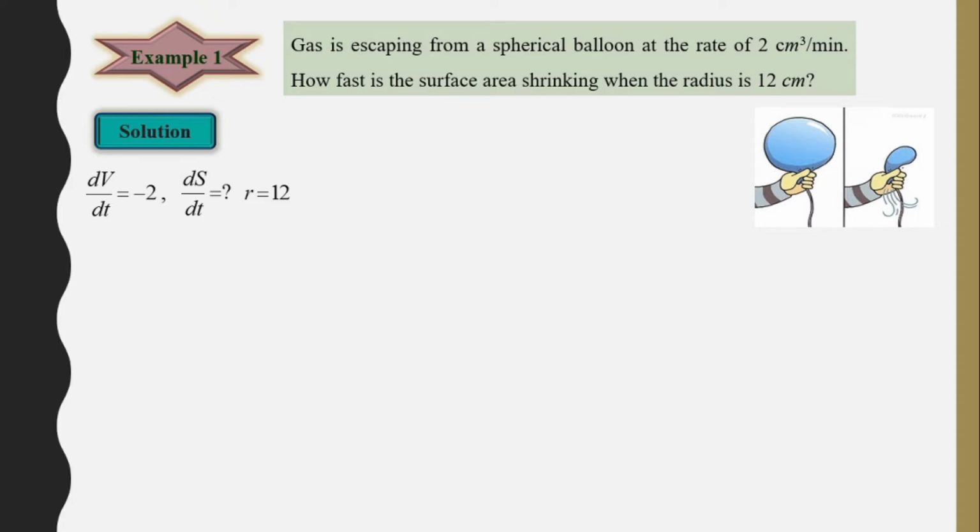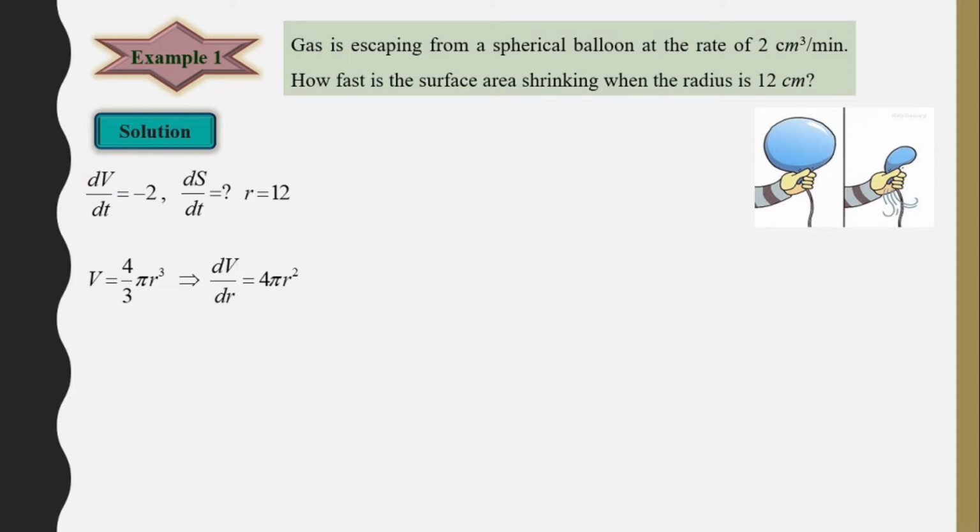We proceed with the next step, which is to identify the equation that relates the given rate and the rate that we want to find. First, we have dV/dt. So, we write the spherical volume formula, V equal to 4/3 times pi r cubed. Since V is in terms of r, we can differentiate V with respect to r and obtain dV/dr equal to 4 pi r squared.